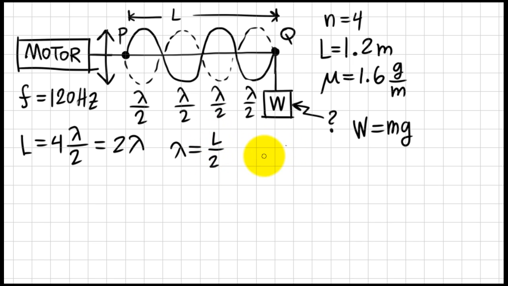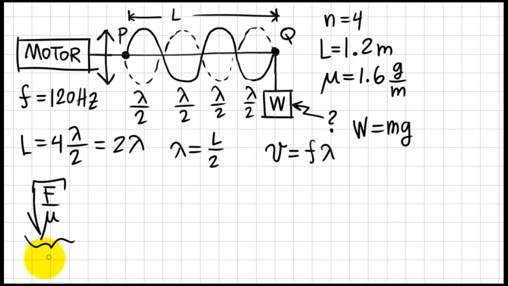On the other side, we have this relation between the speed of the wave, of any wave, and its frequency and wavelength. And particularly in a string, we have that the speed of the wave is equal to the square root of the tension of the string divided by the linear density of the string. This should be equal to the frequency times the wavelength, which we already know is equal to L divided by 2.